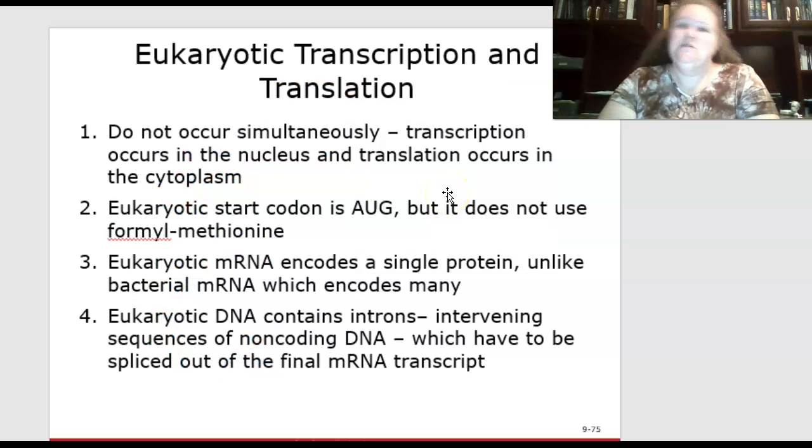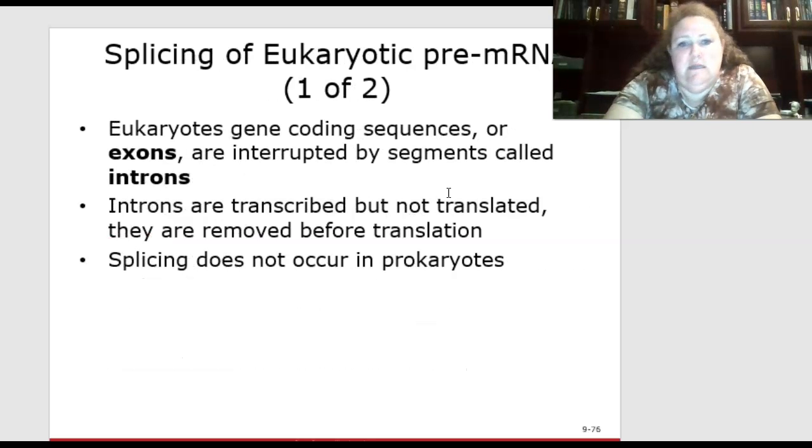So eukaryotic transcription and translation do not occur at the same time. Transcription occurs in the nucleus and translation occurs in the cytoplasm. The eukaryotic start codon is AUG, but it does not use the formal methionine. Eukaryotic mRNA encodes a single protein, unlike bacterial mRNA, which encodes many. And then eukaryotic DNA contains introns, which are intervening sequences of non-coding DNA, and these therefore have to be spliced out of the final mRNA transcript. We used to call this junk DNA, but we actually find that there's some genetic code in it now. I digress. Okay, so then what are we doing when we're splicing that eukaryotic pre-mRNA?